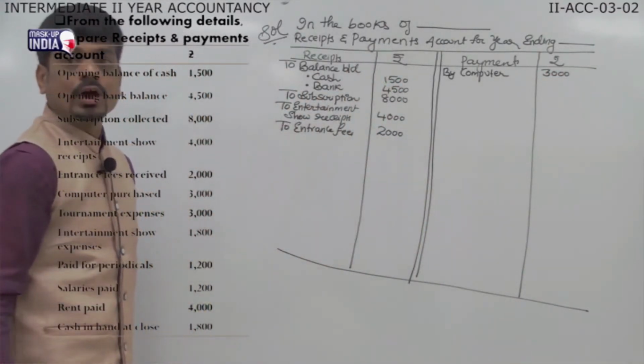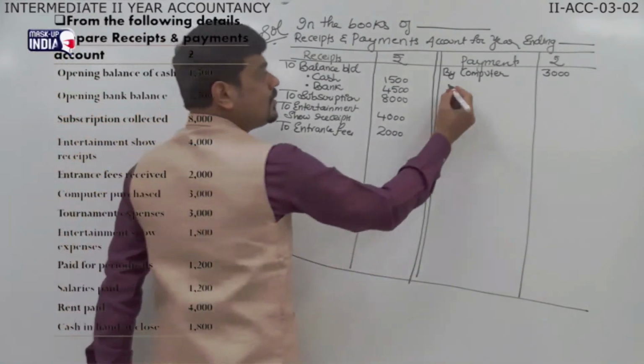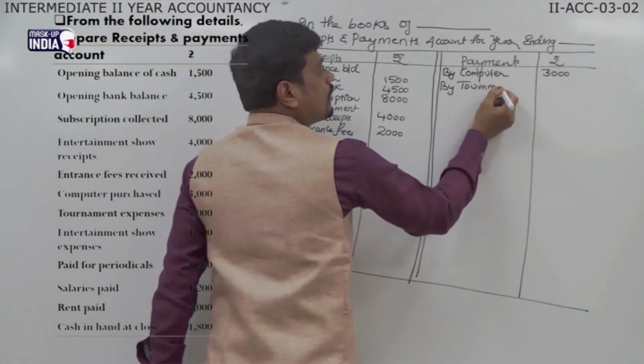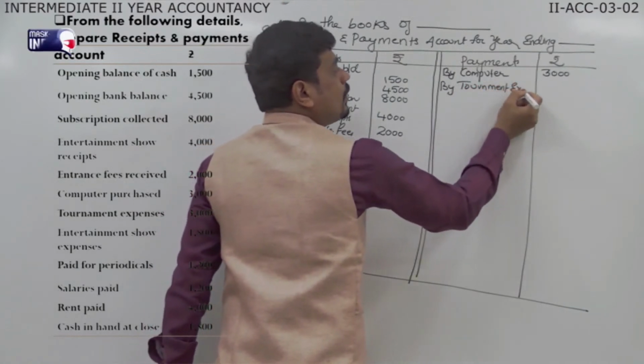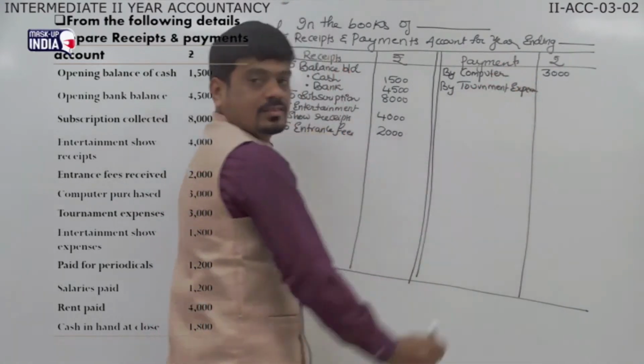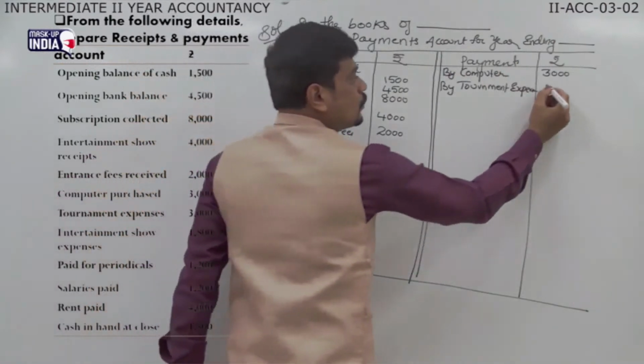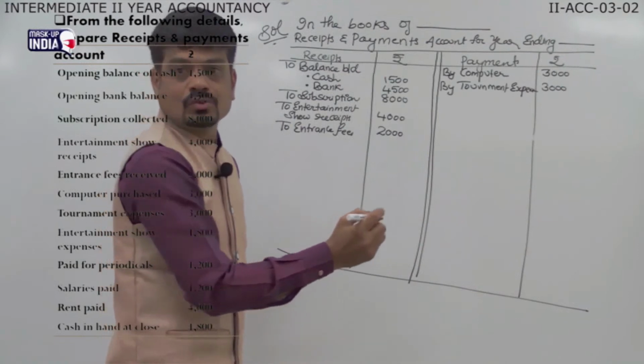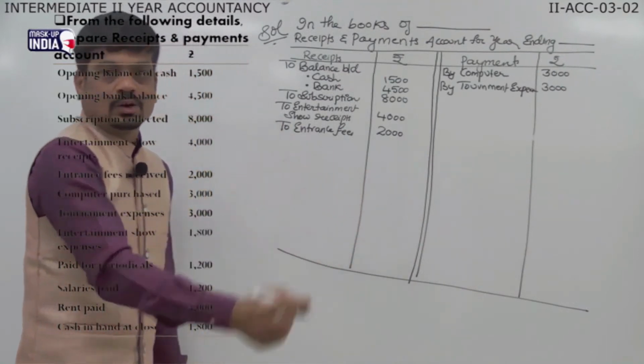Followed by tournament expense. Expenses are payments. So by tournament expense. Tournament expense amounts to rupees 3000. Is it 3000? Sorry, tournament expense 3,000, yes.